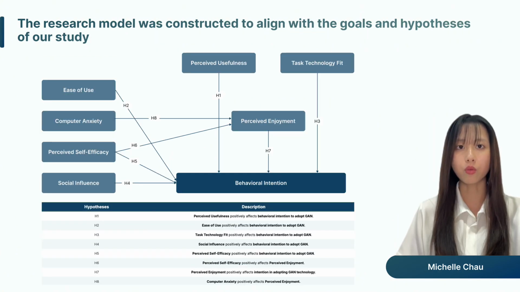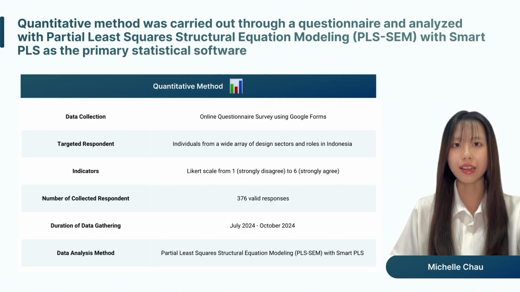The research model was constructed from prior research to align with the goals and hypotheses of our study. And from the model, we drew out its hypotheses to understand the factors that impact users to adopt GAN technology in design processes. This study used a quantitative method through a questionnaire consisting of 32 items.